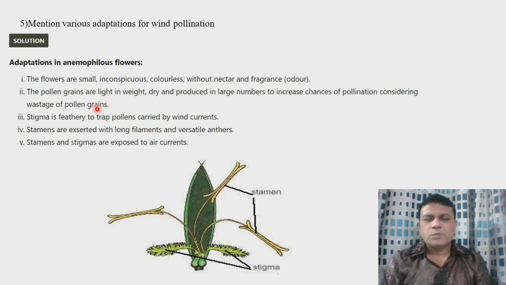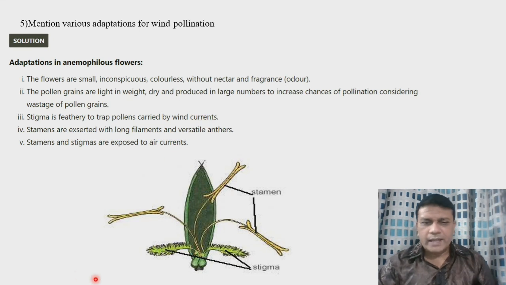That means as pollen grains are light, they are dry and they are produced in large numbers, as these pollen grains are carried with the help of wind, as there may be wastage of pollen grains. Then the stigma is feathery to trap pollens carried by wind currents.